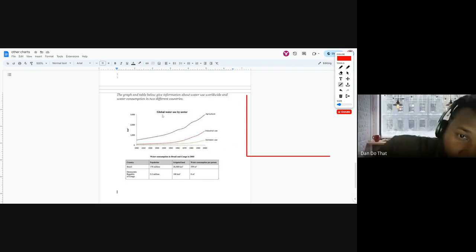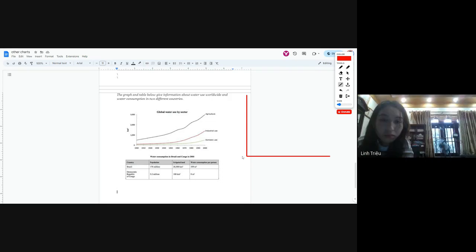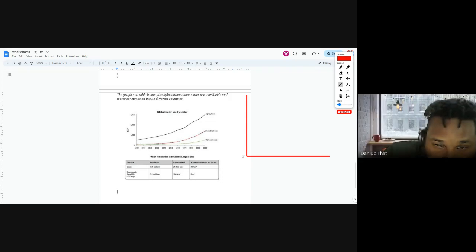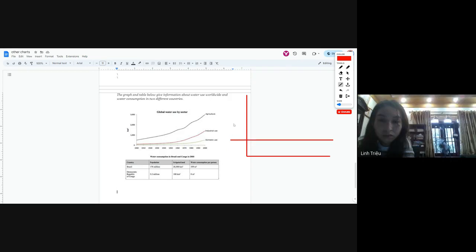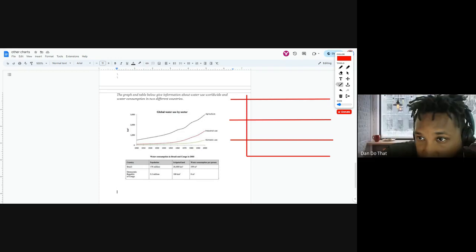So the first chart says global water use by sector. It's measured in kilometers cubed. All right, so we got kilometers cubed, and it goes from 0 to 1,000. All right, 0, 1, 2, 3.